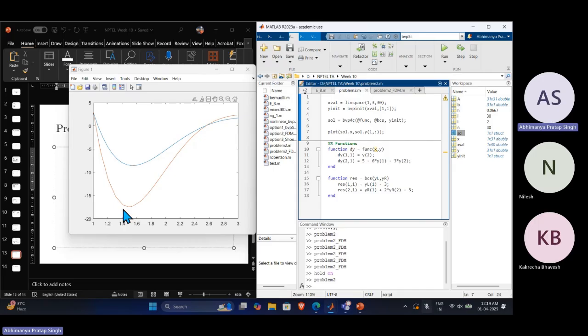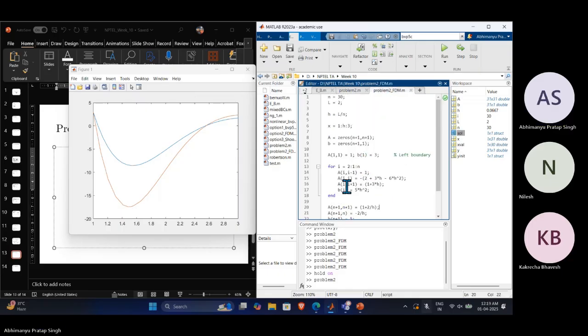So we have some, yeah, we have some deviation. That is probably because we are using forward difference. I think we should use the central difference formula.